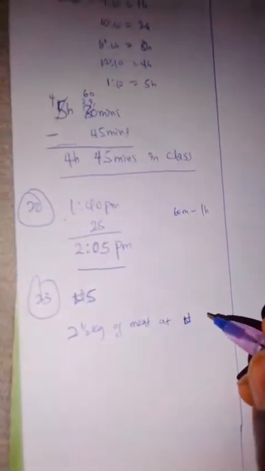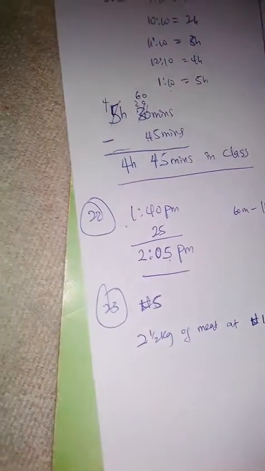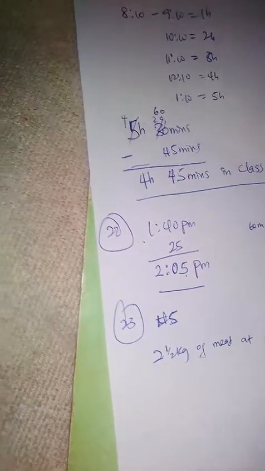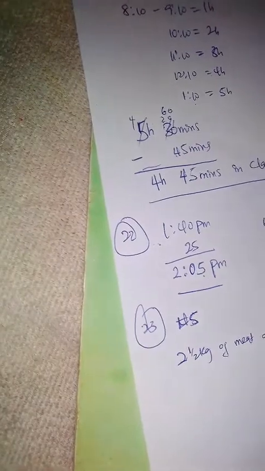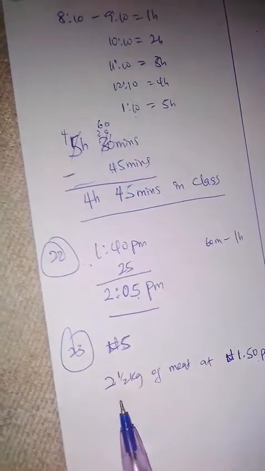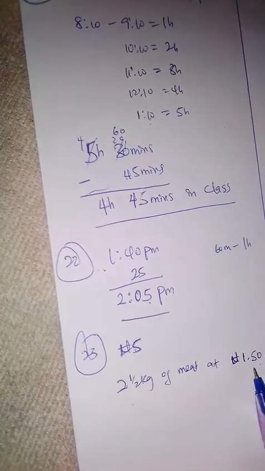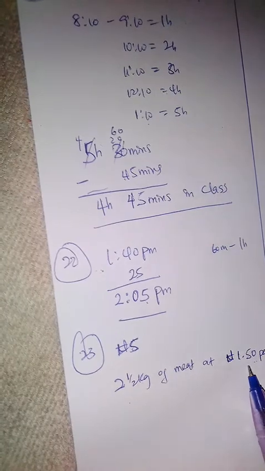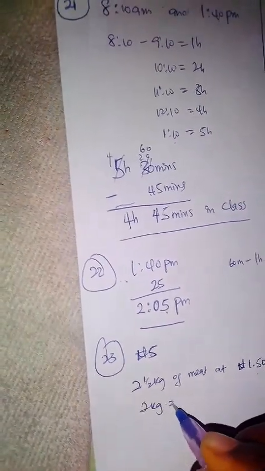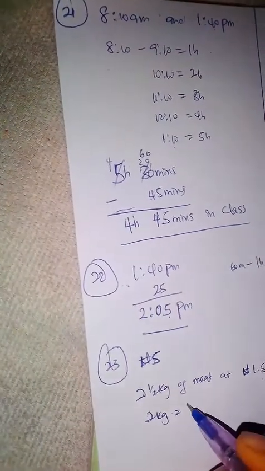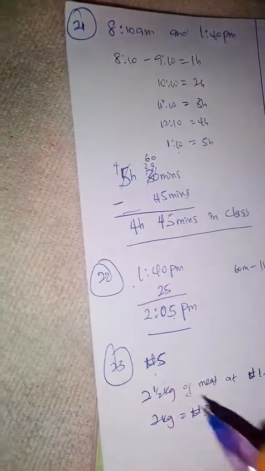Let's see. 1.5 naira per kg. So if it is 1.5 naira per kg, how much will 2.5 kg be? 1 kg is already this. 2 kg will be what? 3.0. Then 2 kg is 3.0 naira.